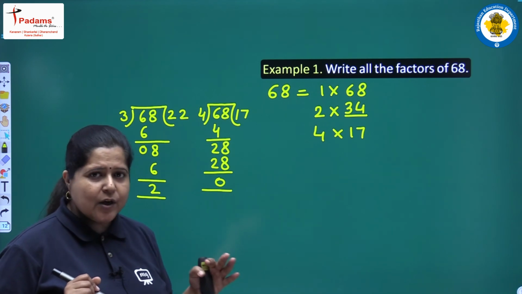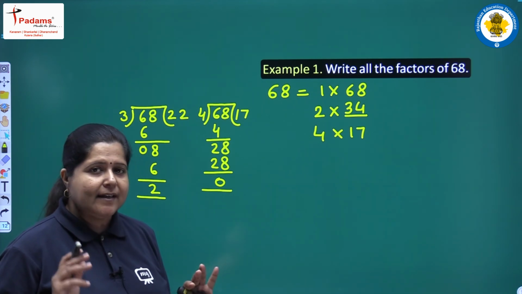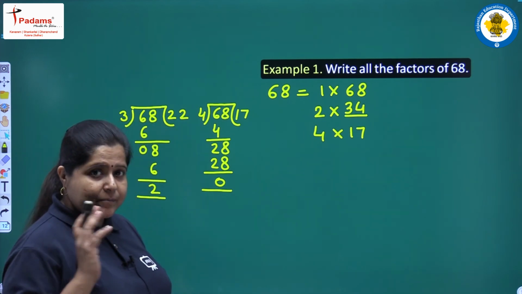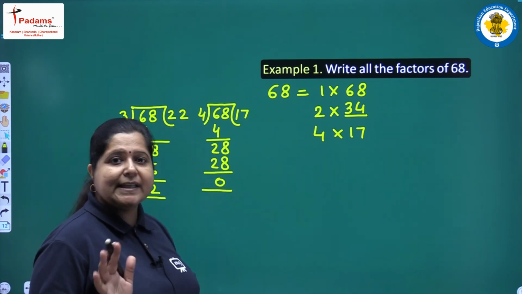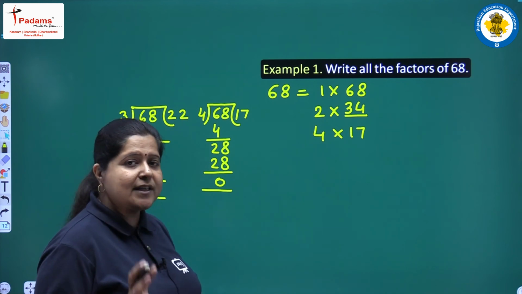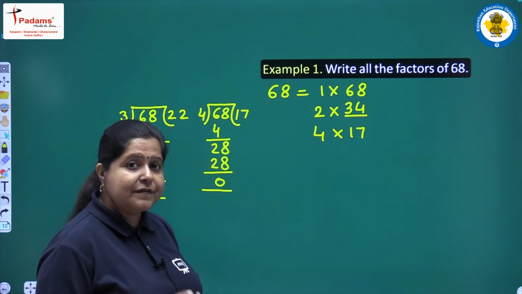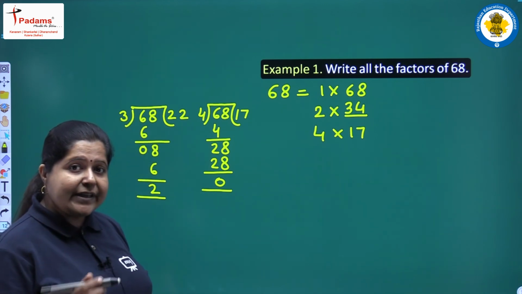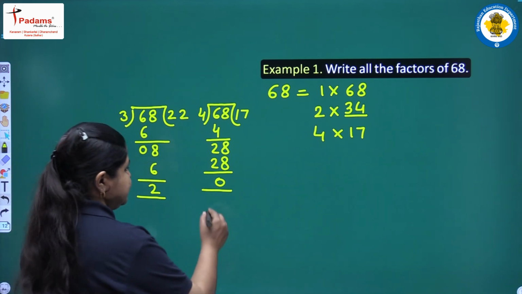So, these numbers are not the factors of 68. Move on to the table of 14. Is 68 present there? You will see that 68 is not in the table of 14 also, 15 also and 16 also. Then we have 17 4s are 68.